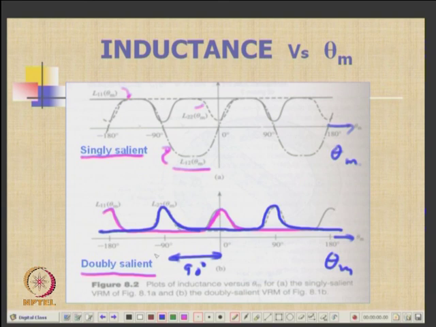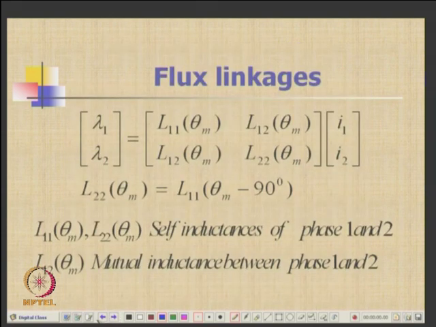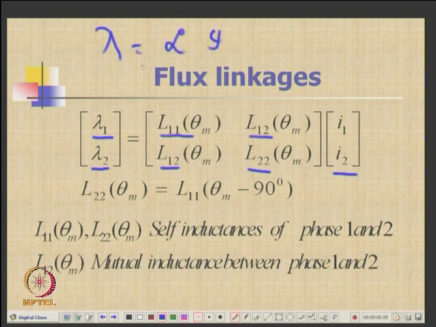Okay. So, this is how you plot the inductance with theta position, rotor position. You can find out the flux linkages lambda 1, lambda 2. You know the standard L11, L12, L22, L21. Anyway, all are functions of theta into I. This is the lambda; lambda is equal to L i, is it not? So, we say lambda is equal to L into I matrix. The L matrix is a function of theta.